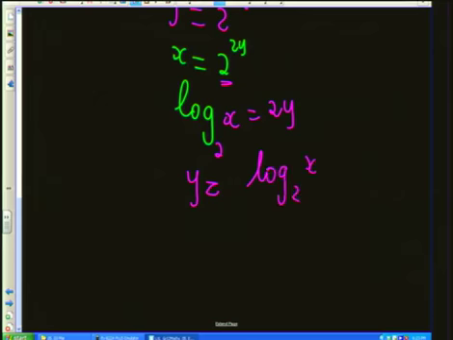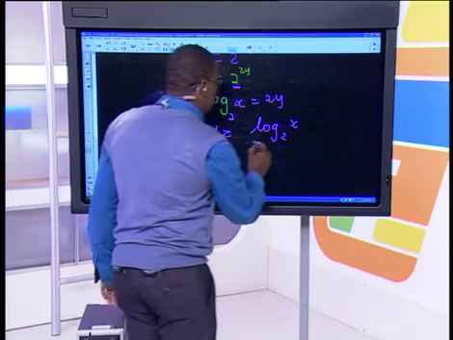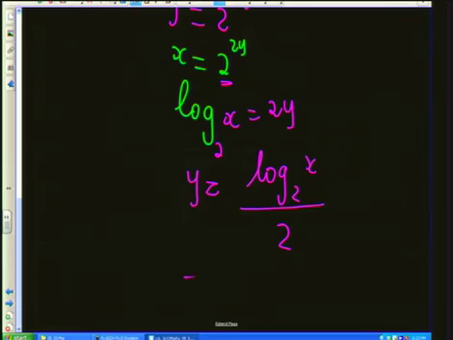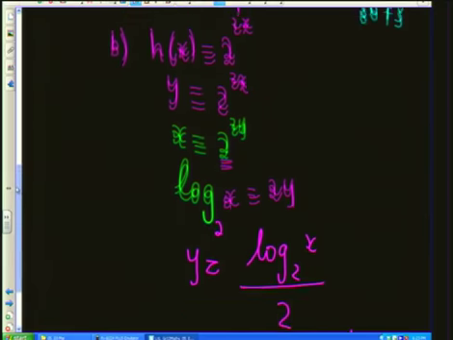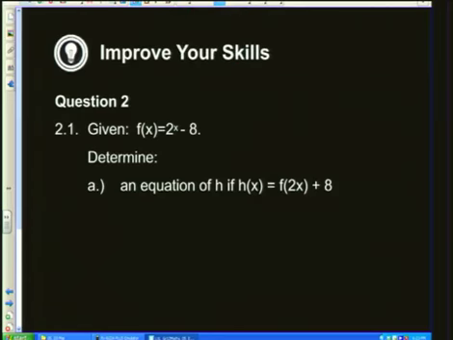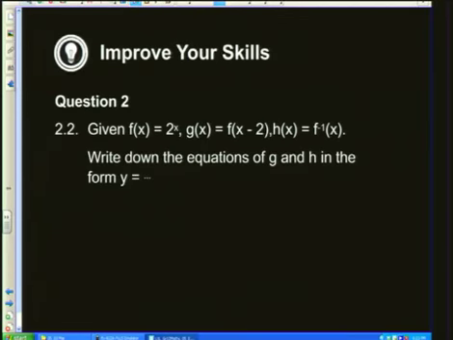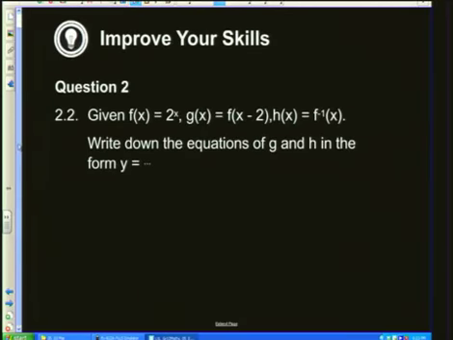To get rid of that 2, it's multiplying, so you've got your 2y. The undo of multiplication is division, so I'm going to divide by 2 throughout. So this is your inverse of h. That's what we just did. Now the next question, which is more or less the same as the one that we just did.